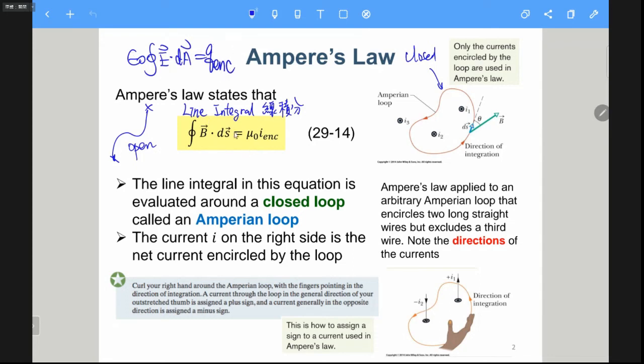And here, this line integral might also be difficult to calculate, but with some symmetrical structure, it might be easy. But this integral is nothing but a constant multiplied by the current enclosed by it. So for this figure, you can see we have I1 pointing out of the page, I2 pointing into the page, I3 pointing out of the page. And if we consider the Amperian loop like this, this is also counterclockwise.